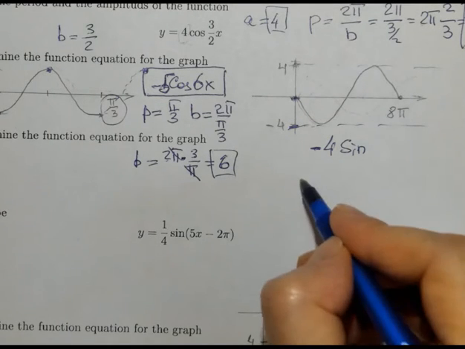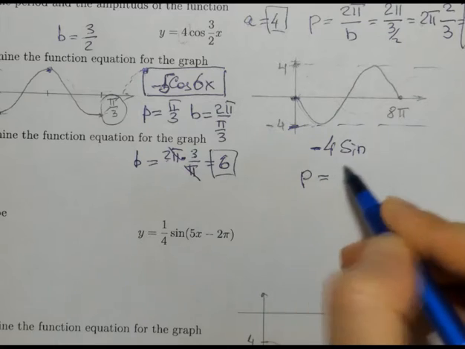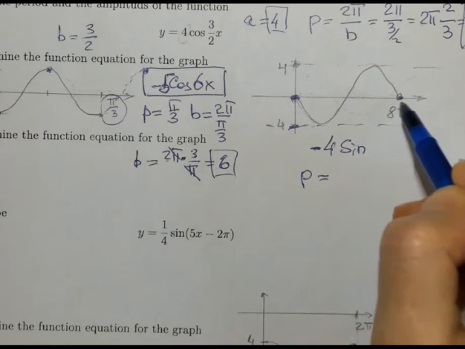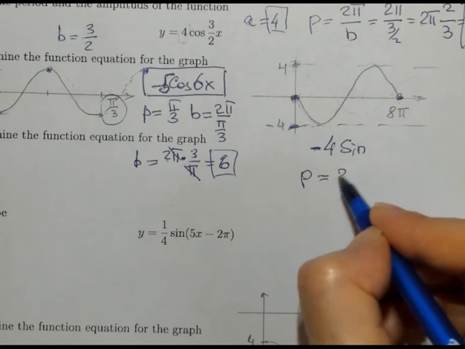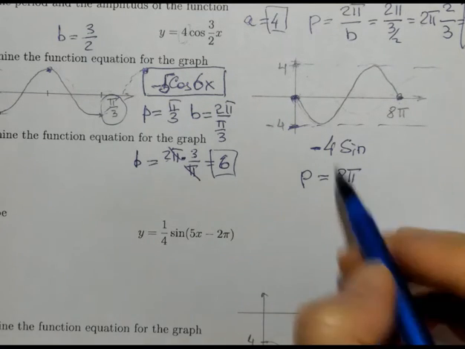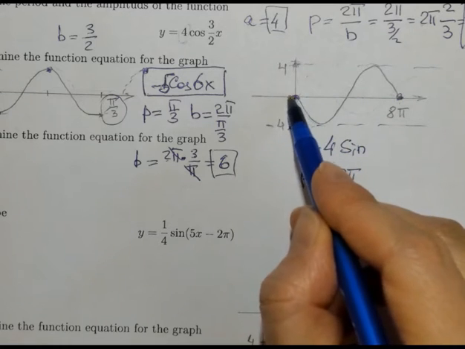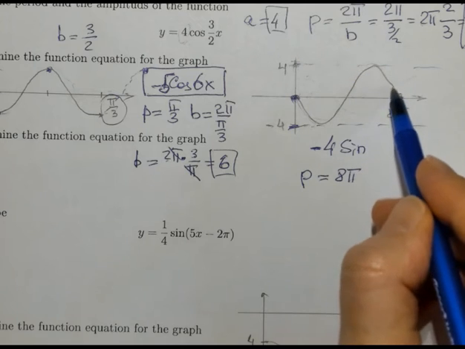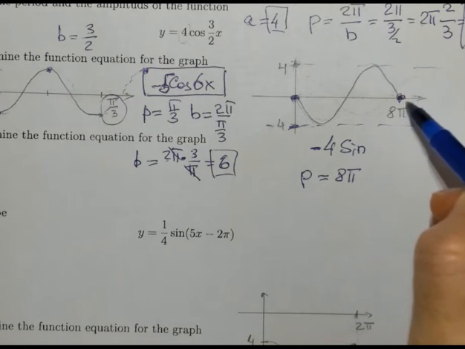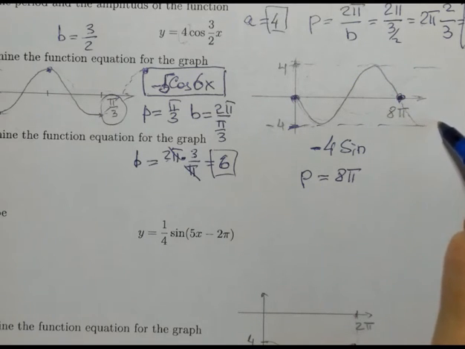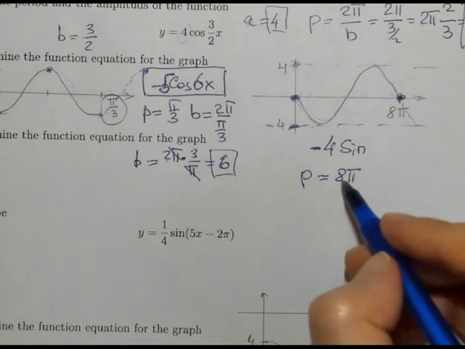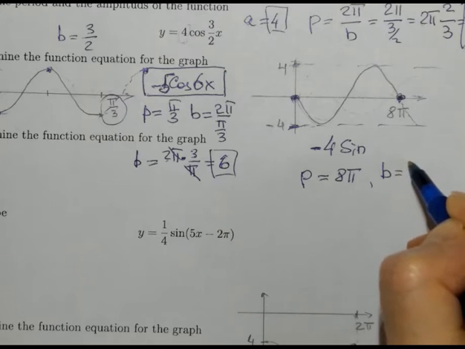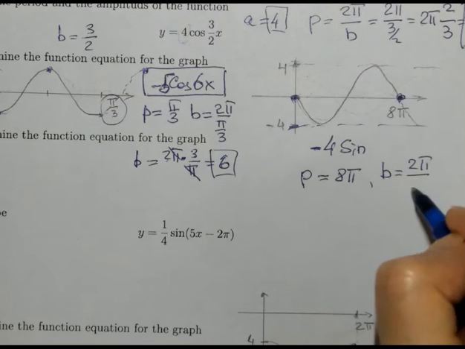Now the period. One complete wave is situated between 0 and 8 pi, so the period is 8 pi. The period is not from 0 to 0, but it is the interval where we have both minimum and maximum. After one period, the same wave will be repeated. So now we can find b. It is 2 pi divided by the period.